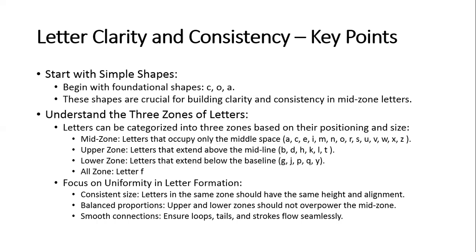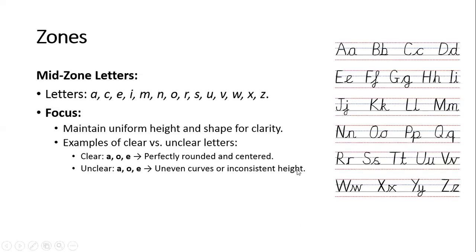Now, for uniformity, what are the criteria we have to maintain? So one is we have to go for consistent size, balanced proportion, and smooth connection. Okay, so let us understand one by one. Now it is a middle zone alphabet. What is this middle zone? I will let you know.